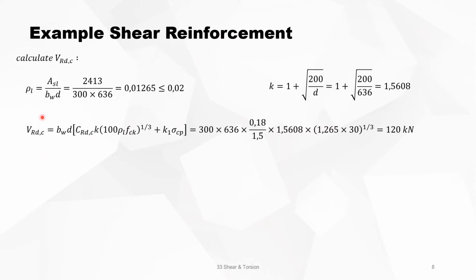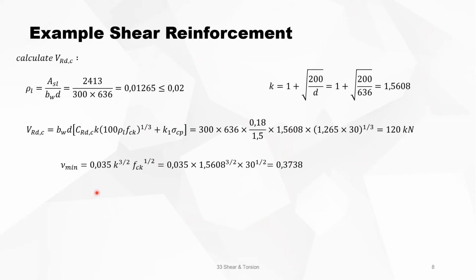And now we can calculate VRd,c. k1 sigma cp is 0. There is no net compression external force to the beam. CRd,c was 0.18 divided by 1.5. k we have calculated. Rho l we have calculated. So at the end we arrive at 120 kilonewton. So 120 kilonewton shear force can be taken by concrete only.